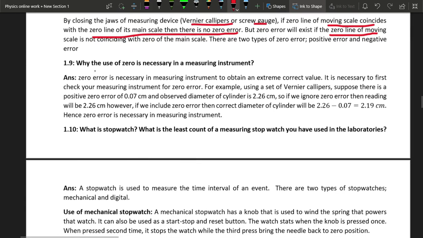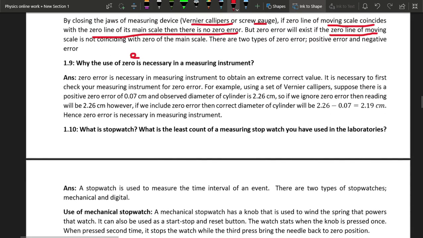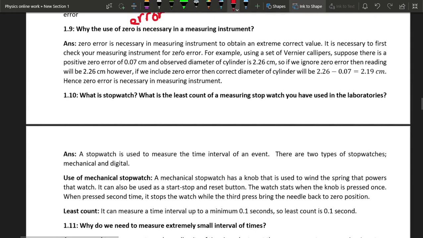Now, question number 1.9 is, why is the correction of zero error necessary in measuring instruments? Zero error must be accounted for in a measuring instrument to obtain an extremely correct value, because we know that in scientific calculation a very small value can have a very great impact on the results. So it is necessary to check your measuring instrument for zero error.